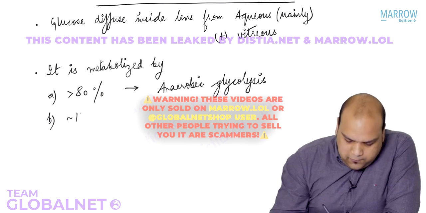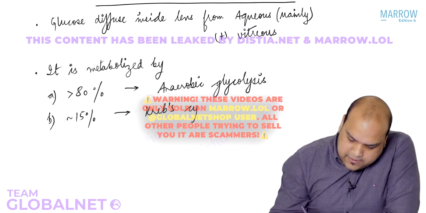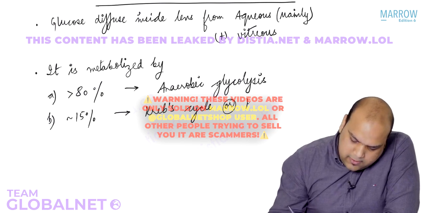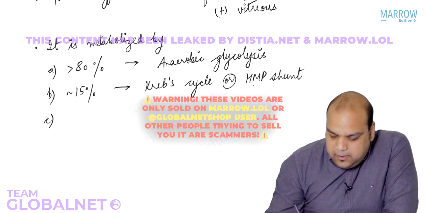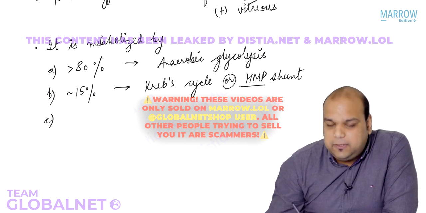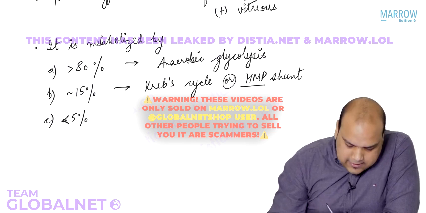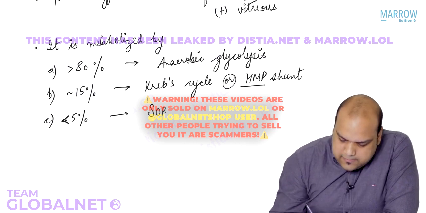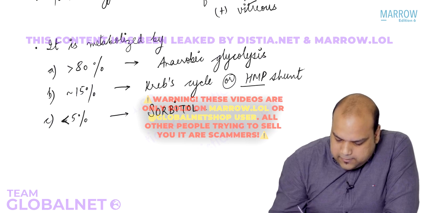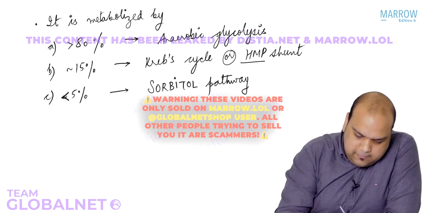Then around 15% goes through the Krebs cycle or HMP shunt. HMP, biochemistry guys, hexose monophosphate pathway. Then the last remaining less than 5%, everybody, can be even just 1%, goes through the pathway that is of interest to us, the sorbitol pathway.